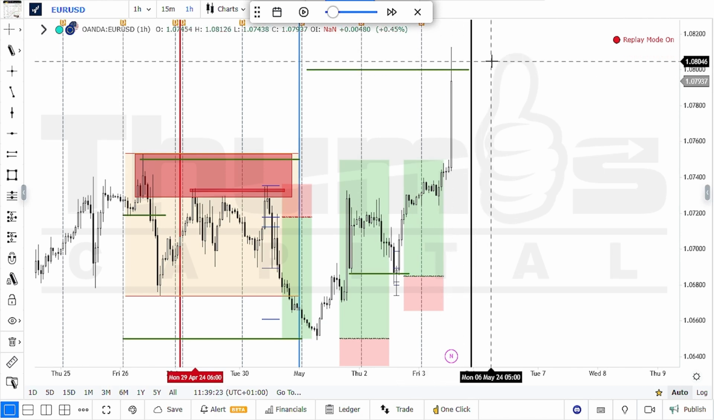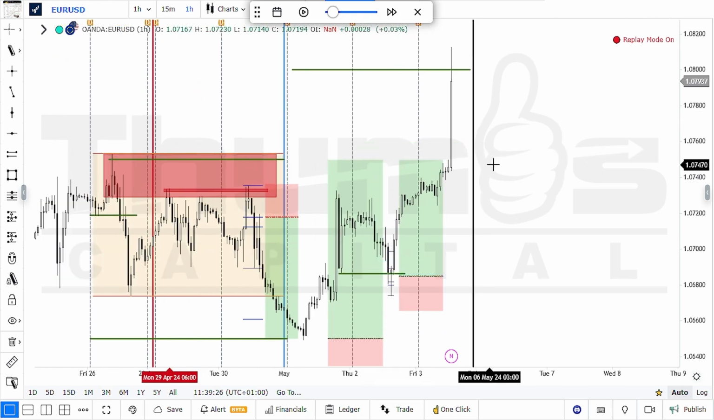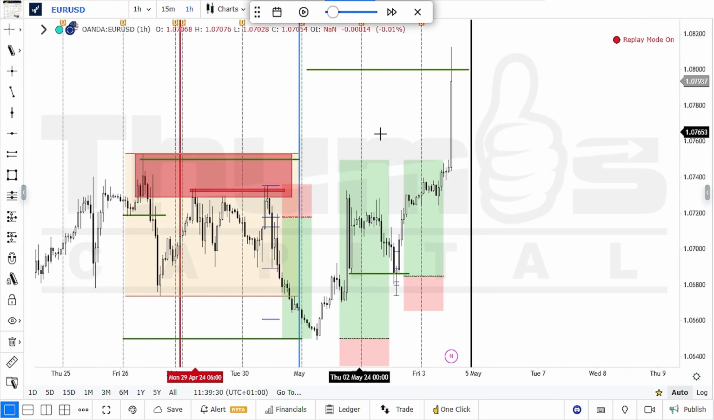So immediately price got to this point, 1.0800. That's where I closed all the trade and I was done for the calendar week.